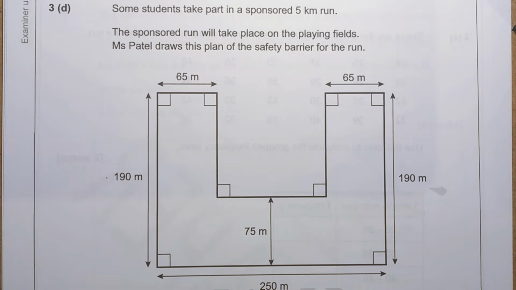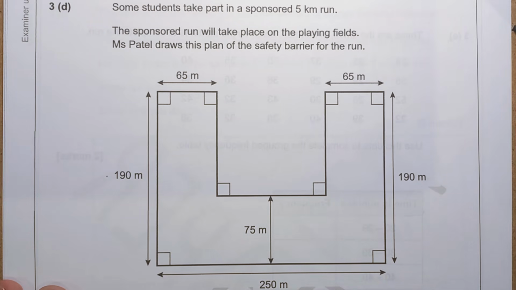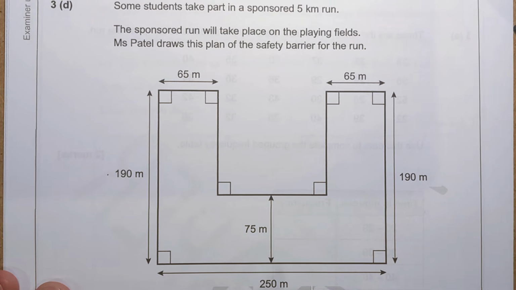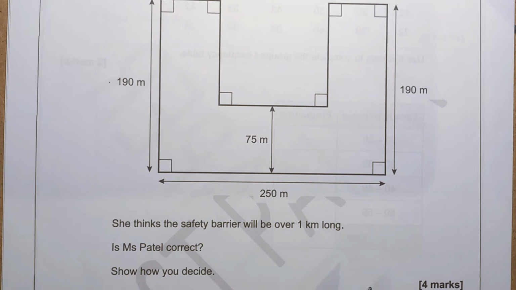3D. Some students take part in a sponsored 5-kilometre run. The sponsored run will take place on the playing fields. Ms. Patel draws this plan of the safety barrier for the run. Okay, so all around here. Now if I move this up. She thinks the safety barrier will be over 1 kilometre long. Is Ms. Patel correct? We've got 4 marks for this.